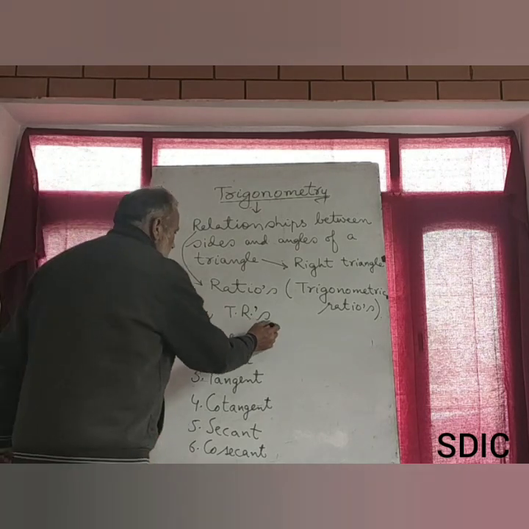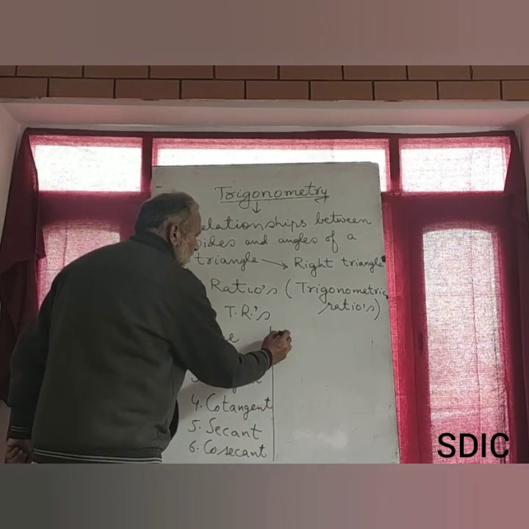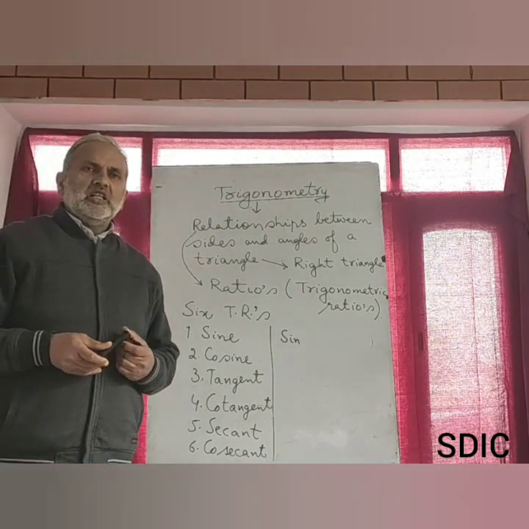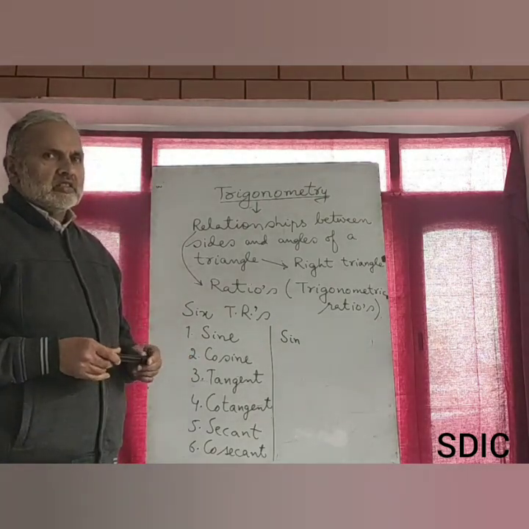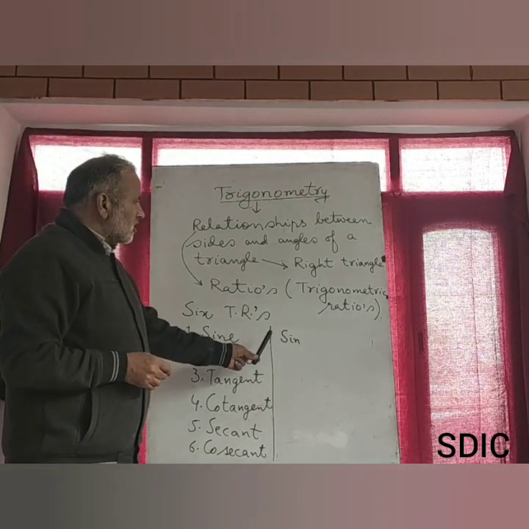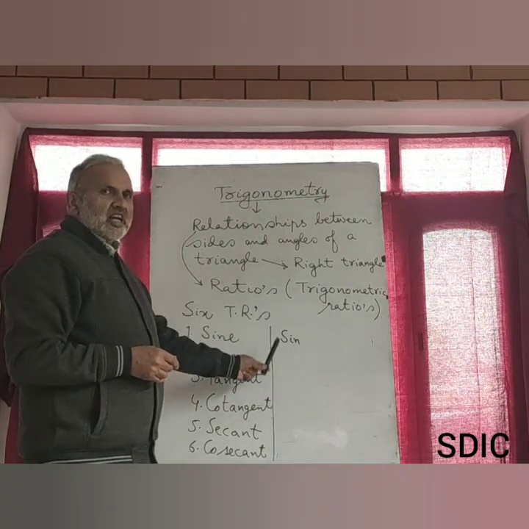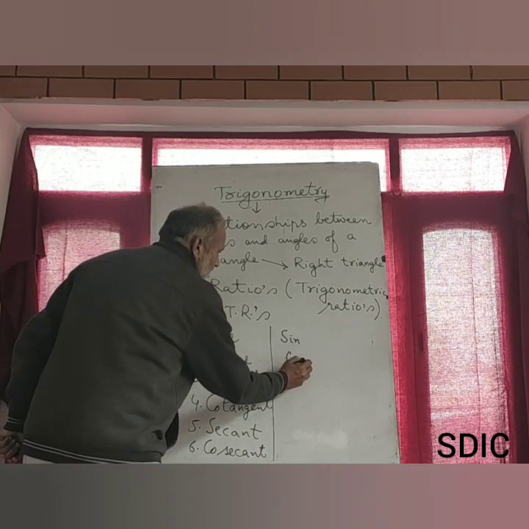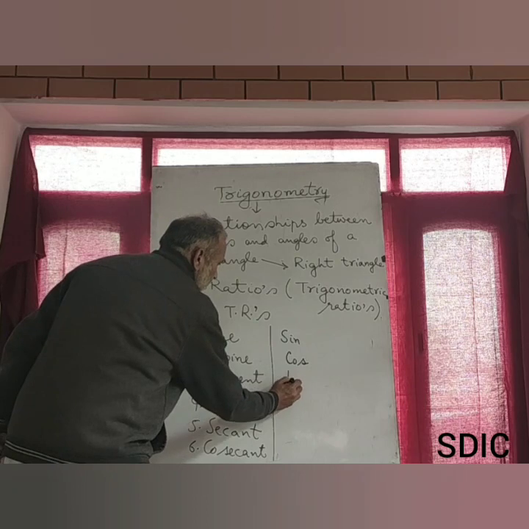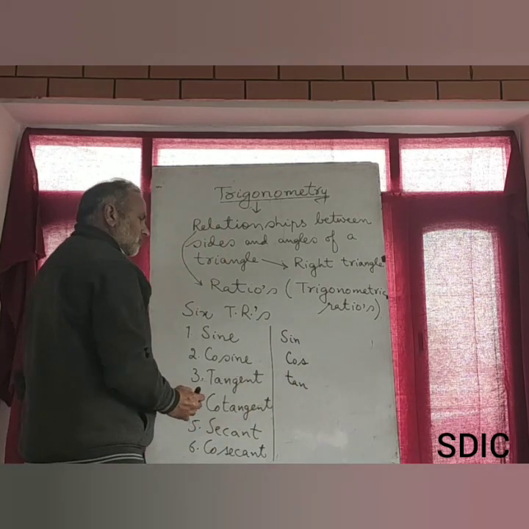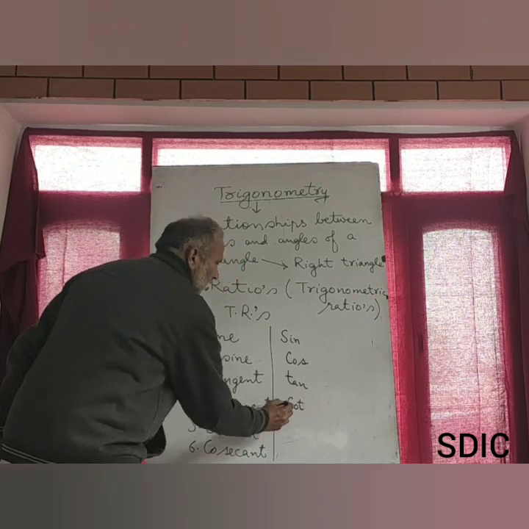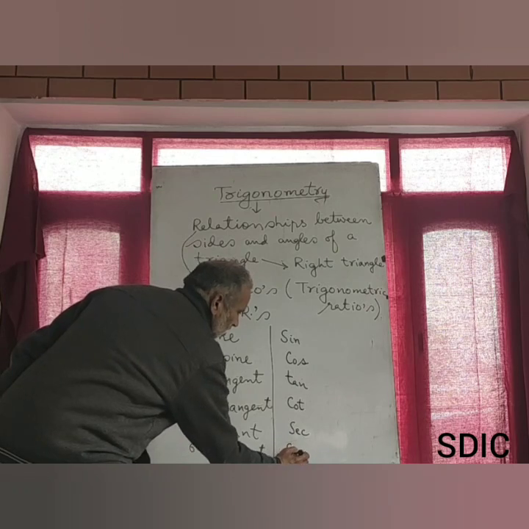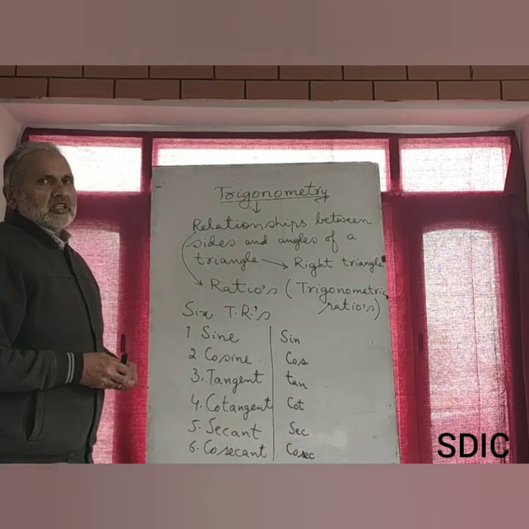Short forms of these are: sine word we write as sin. The word in English we pronounce as sin. But in trigonometry we read it as sine. Cosine is written as cos, tangent as tan, cotangent as cot, secant as sec, cosecant as cosec.